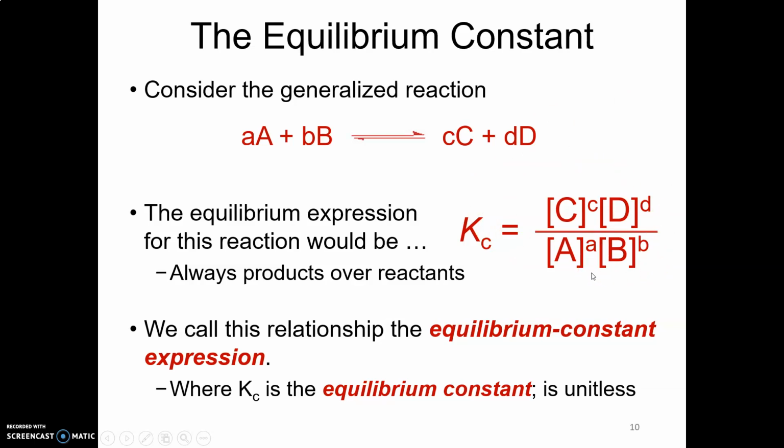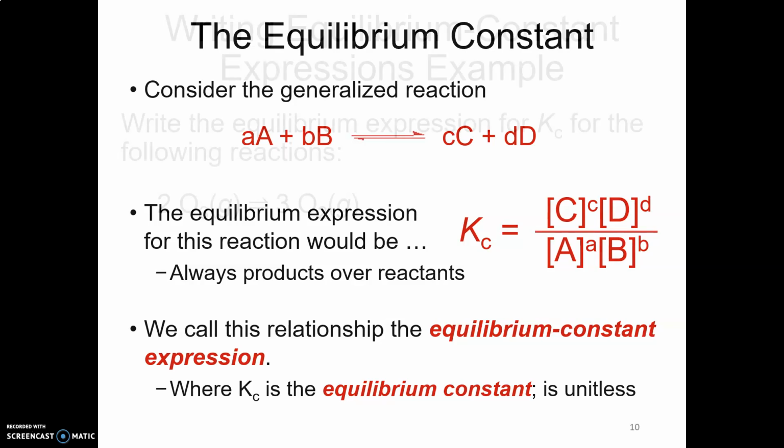Guess what? Next chapter, we're going to introduce Ka and Kb and Kw. And guess what? They're all this general idea. All the subscript is doing is it's trying to define what the capital K is expressing, okay? Because it's an expression. So we're defining the expression. But the expression is the expression, and it is always products over reactants.